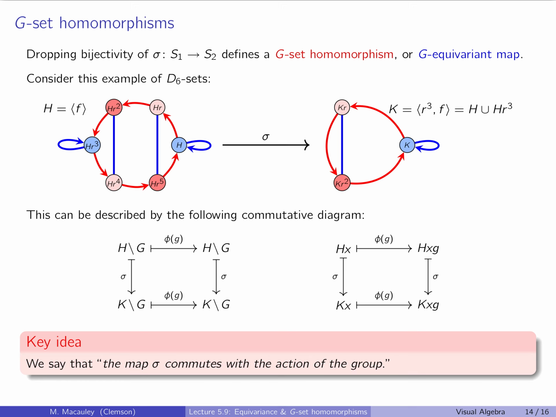So I'm not going to go over the details, but hopefully we're used to thinking of quotients as collapsing Cayley graphs. It should be pleasing to see that you can do the same thing here with action graphs. So we say that the map sigma commutes with the action of the group, even though these sets are different and different sizes.